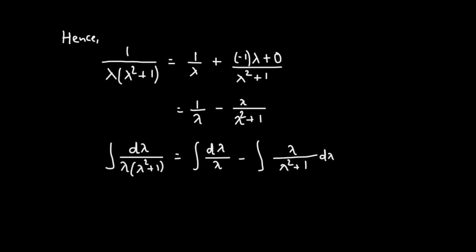To find the value of the second integral, we're going to multiply and divide by 2 so that we can use the method of substitution. Now finally we get the natural log of lambda minus half times the natural log of (lambda squared plus 1) plus the constant of integration c.